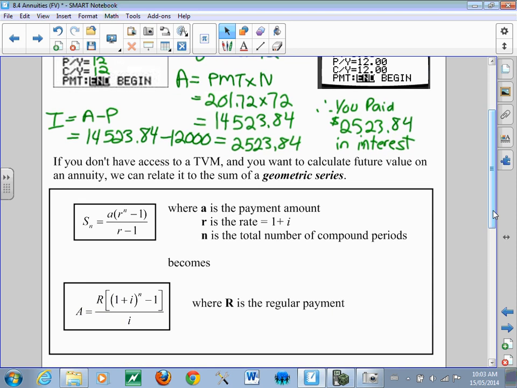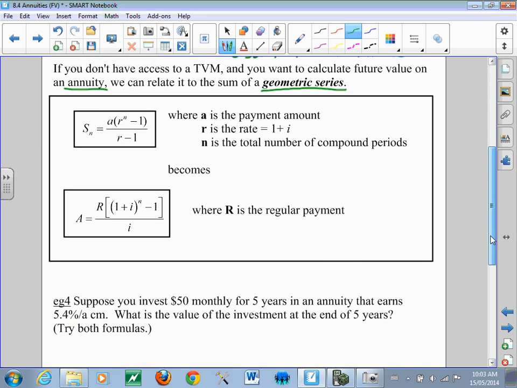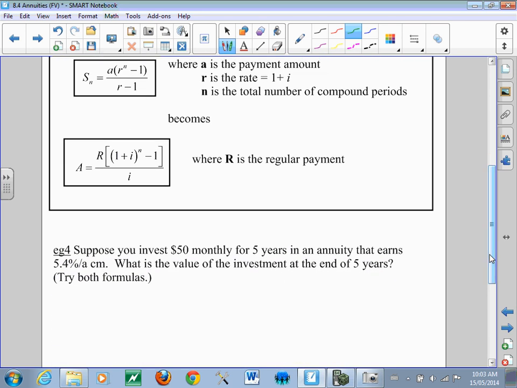Next part, if you don't have access to a TVM solver, then you will use a calculator. You've got a formula that you can use. Okay, so we relate this to the geometric series. Okay, so annuities is geometric series. Okay, plugging that in, we can try this last one here, ladies and gentlemen, with this either or formula. Okay, so the first thing we're going to do is, if we're going to use the first formula, S at N, using this example here, we're going to try both formulas.